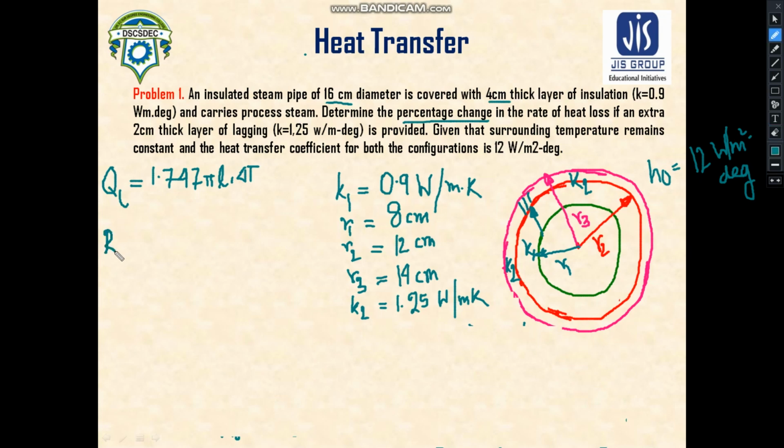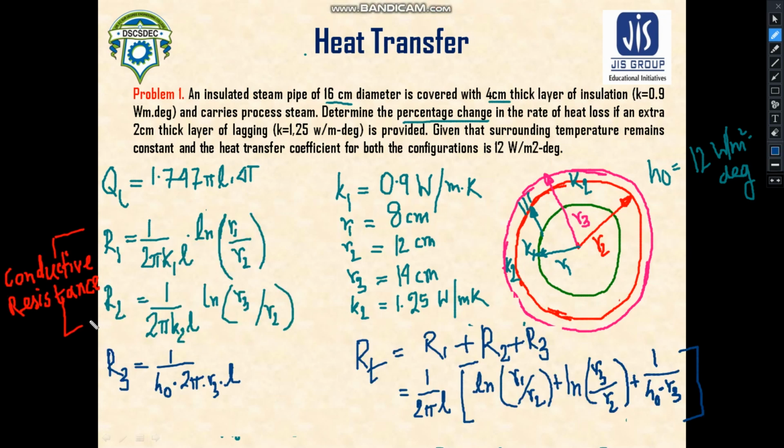So let us write R1. R1 is your first case, so it will be similar to the earlier case, 2 pi. You know the formula, 2 pi K1 L, right? So 2 pi K1, I'm sorry, just give me some time, I'll rewrite all the formulas now.